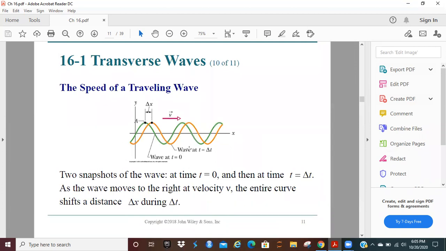So, speed of a traveling wave. So we've got two snapshots of the wave as it's progressing this direction. At time t equal to 0, and then at time delta t. So as the wave moves to the right at velocity v, the entire curve shifts a distance delta x during delta t. So it's got a velocity, it shifts a certain distance over a certain amount of time.